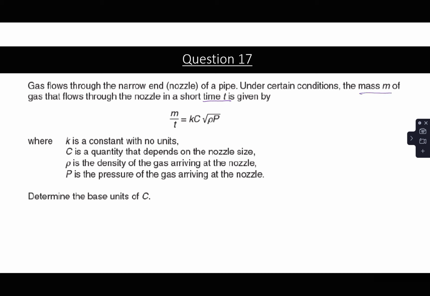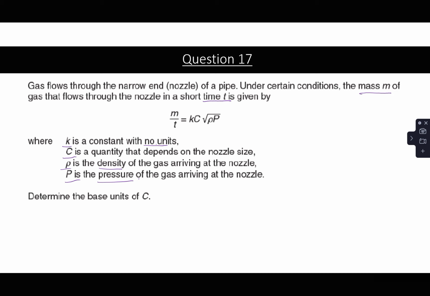Remember, m is mass, t is time, k is a constant, no units. So k, no units, does not bother us. C is a constant which depends on the nozzle size. Rho is density. P is pressure. Determine the SI base units of C. So straight away I'm going to make C the subject.